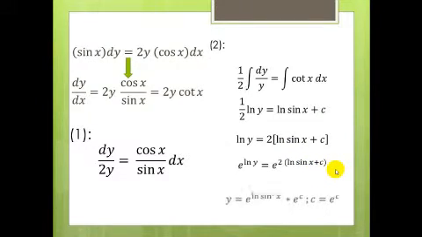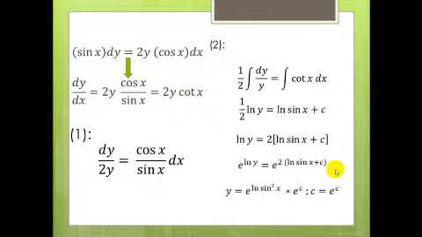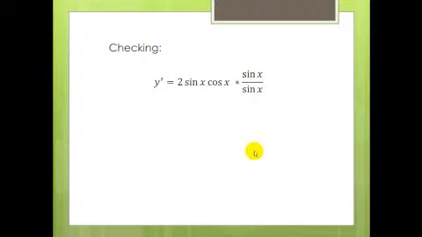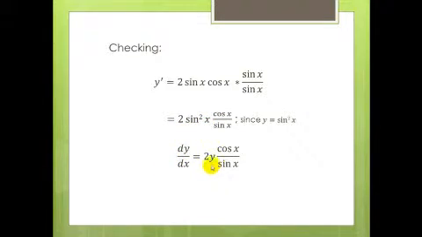We'll now check if our answer is correct by differentiating the result. Therefore, we have y prime is equal to 2 sine x cosine x. To incorporate y, which is equal to sine squared x, we multiply the equation by sine x over sine x, therefore arriving at dy over dx equals 2y times cosine x over sine x, which is the original equation. Therefore, our answer is correct.